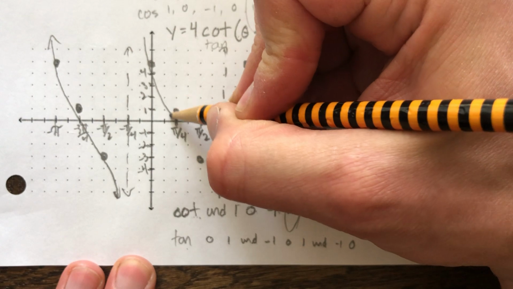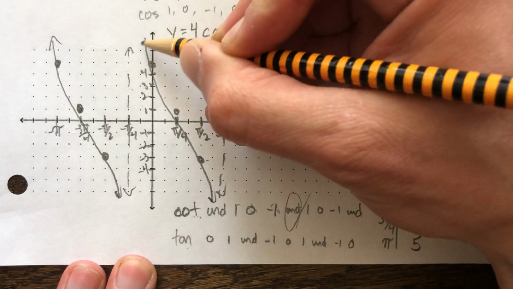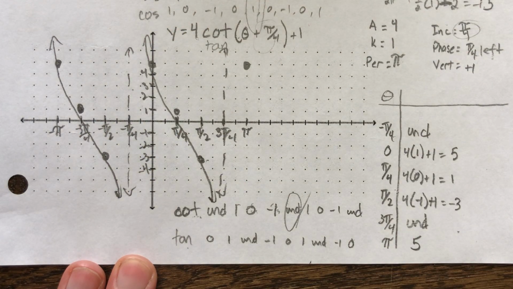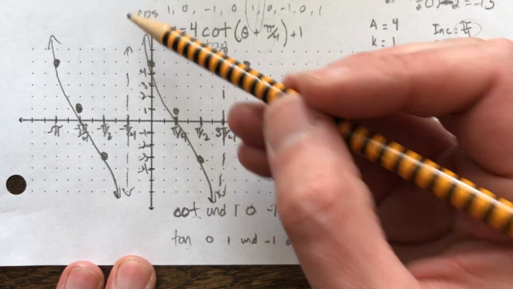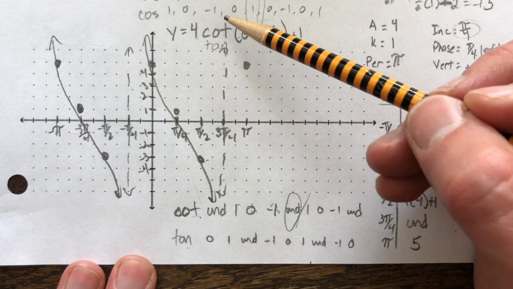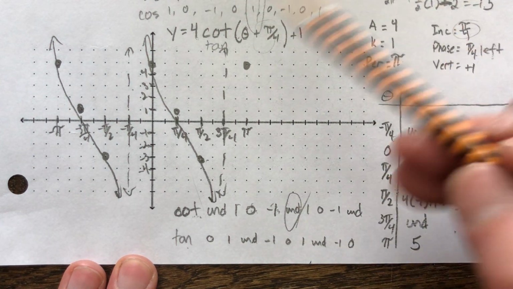Cotangent graphs look almost exactly the same as tangent graphs, except they're just flipped the other direction, right? They're going down to the right, up to the left, however you want to say it, as opposed to the tangent graphs, which are going that way. So here, let's talk about this.